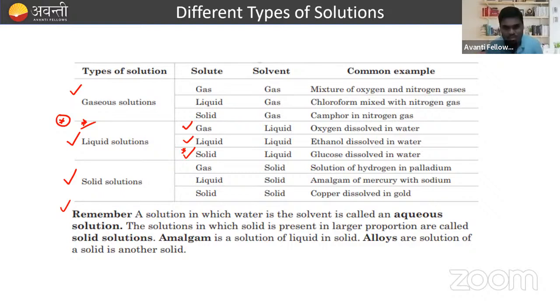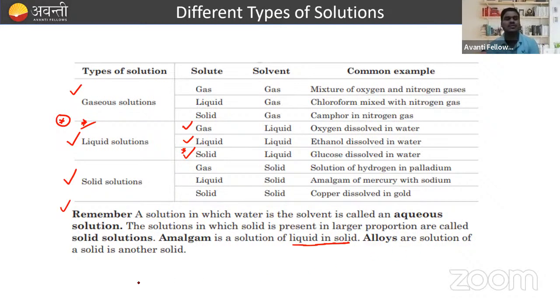So this type of solution, in which the solid is present in a larger amount, is known as a solid solution. Amalgam is the solution of liquid in solid. This one is very important: the amalgam of mercury with sodium. So amalgam is a solution of liquid in solid.